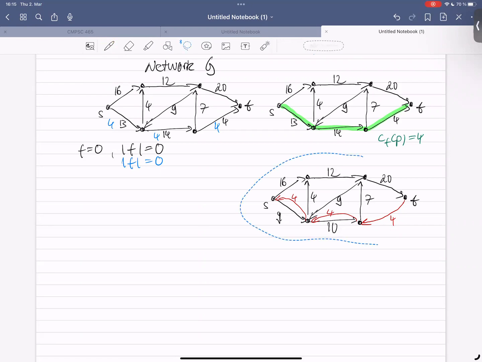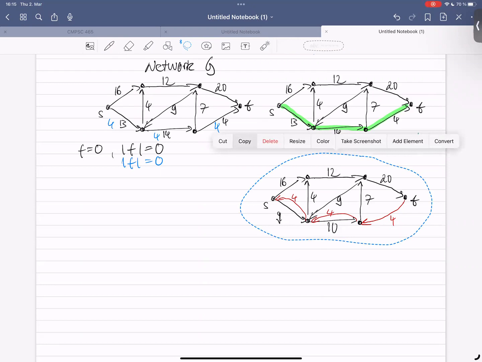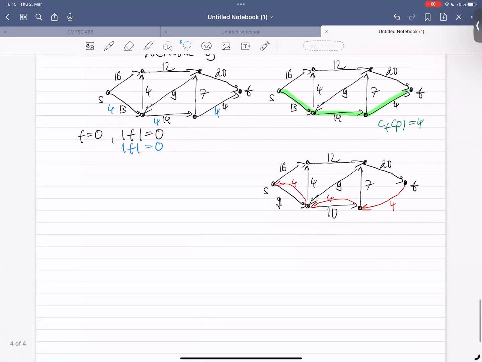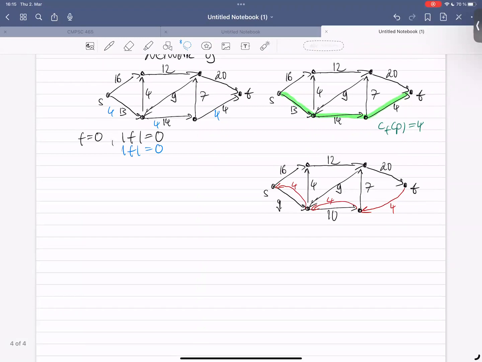Let me copy this again before I have to redraw everything. And now we have to do the same thing. We have to find an augmenting path in this new residual network from S to T. And we could, for example, walk along this path. Okay. And the residual capacity of this path would be 7. So this is the minimum residual capacity along this path. CF P is equal to 7.